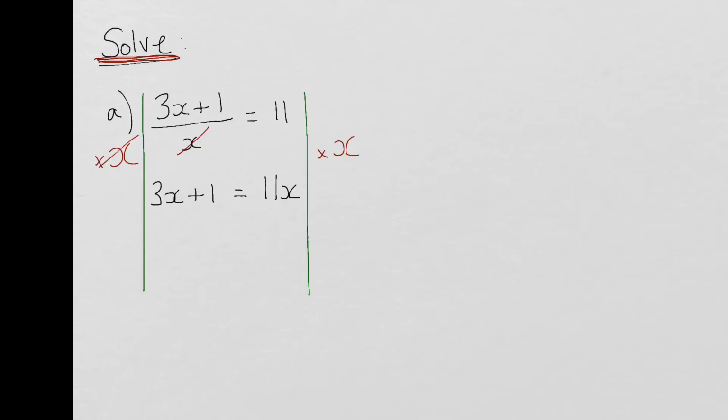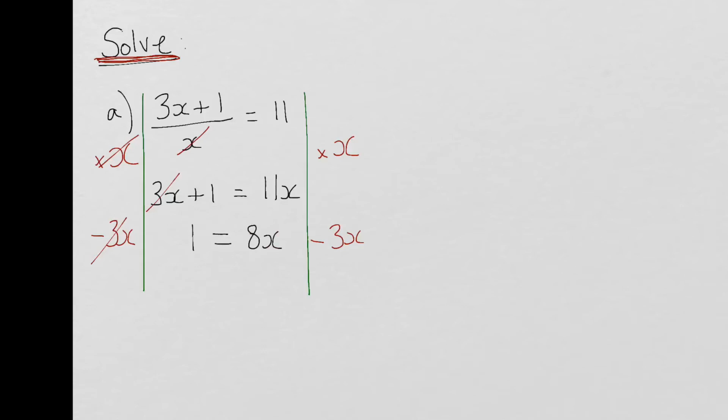Now I want to try and get all of my numbers on one side and the algebraic terms, the x's, which do have numbers attached to them, on the other side. I could at this point subtract 11x from both sides, but I don't really like doing that because I'll end up with a negative number, and I'd rather avoid negative numbers. So instead I'm going to subtract 3x from both sides, and that means I'm left with 1 equals, because obviously they've cancelled, and then 11 take away the 3 is 8x.